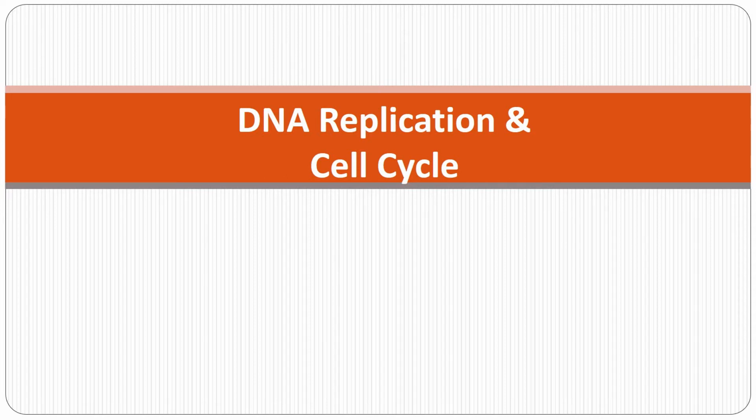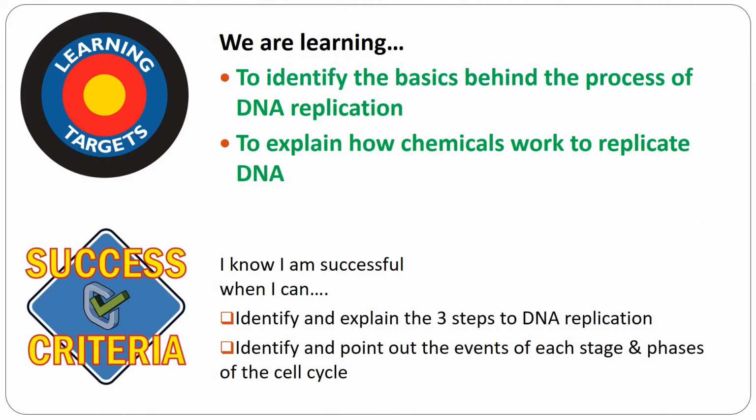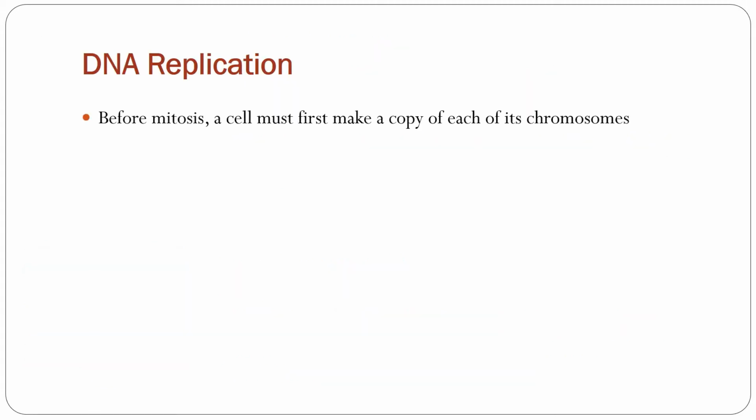Alright guys, in our second lesson today we're going to learn about DNA replication and the cell cycle. We're going to take a look at the basics behind the process of DNA replication and how chemicals work to replicate DNA. There's going to be a little bit of a review as we're going to identify and point out some events of each stage and phases of the cell cycle, as well as to identify the 3 steps that are required for DNA replication. So let's take a look at DNA replication first.